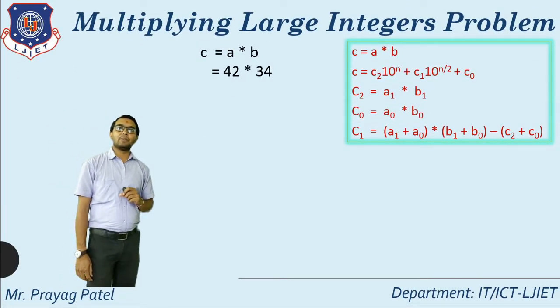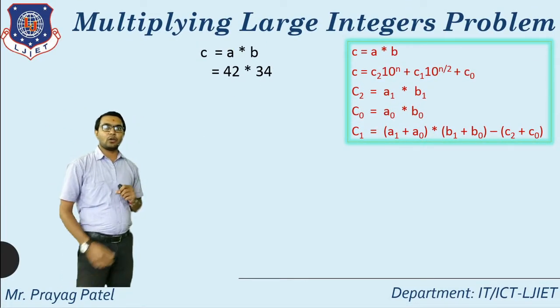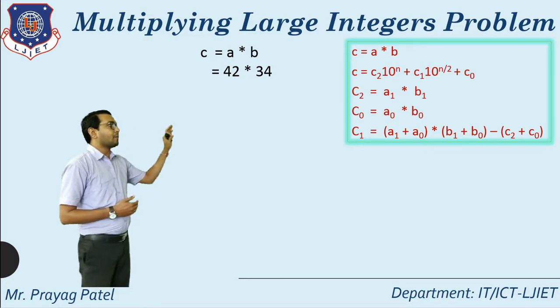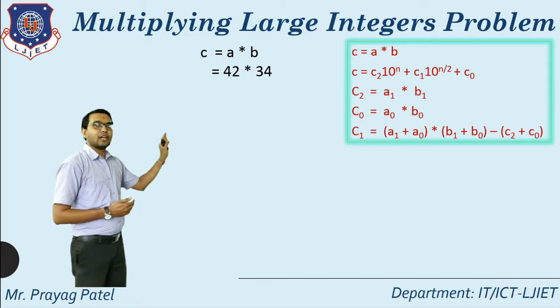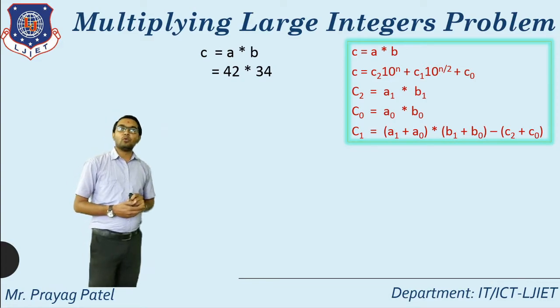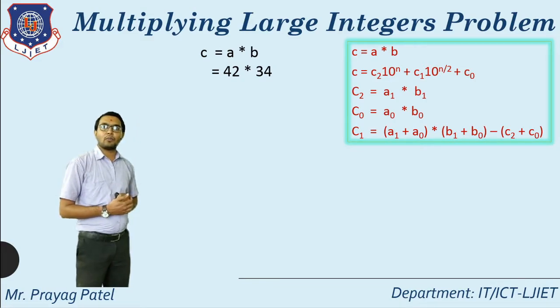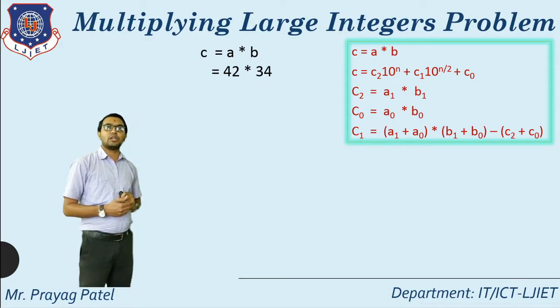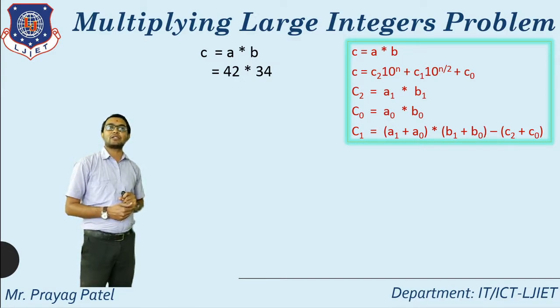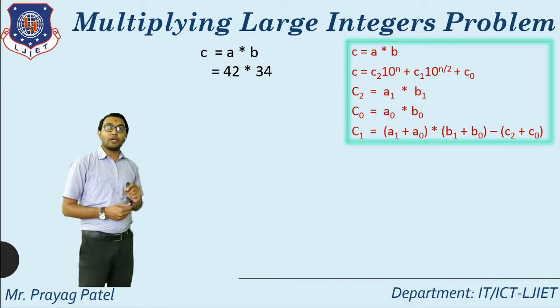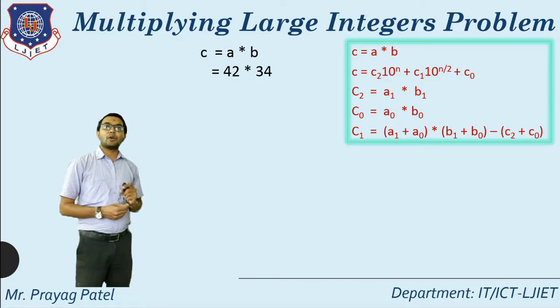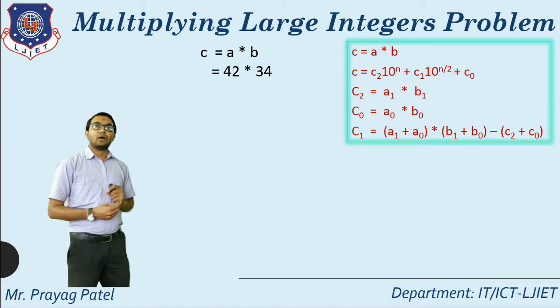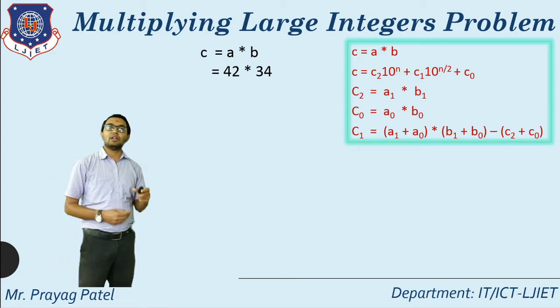If you want to multiply two numbers, for example 42 multiply with 34, then 42 is A and 34 is B. Now remember this formula: C equals A multiply B, meaning C equals C2 times 10 raised to n, plus C1 times 10 raised to n by 2, plus C0. Now what is n? N means the number of digits in the given number. Here we have two digit numbers, so n equals 2. Now we can find C2, C1, and C0.